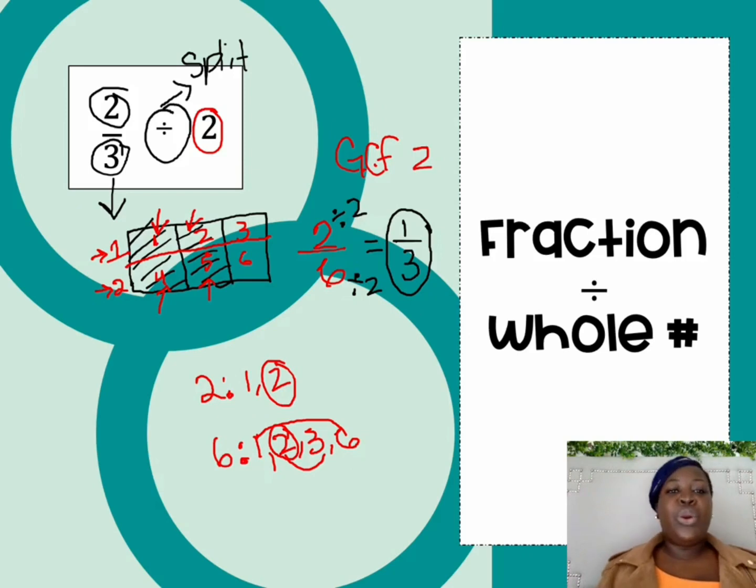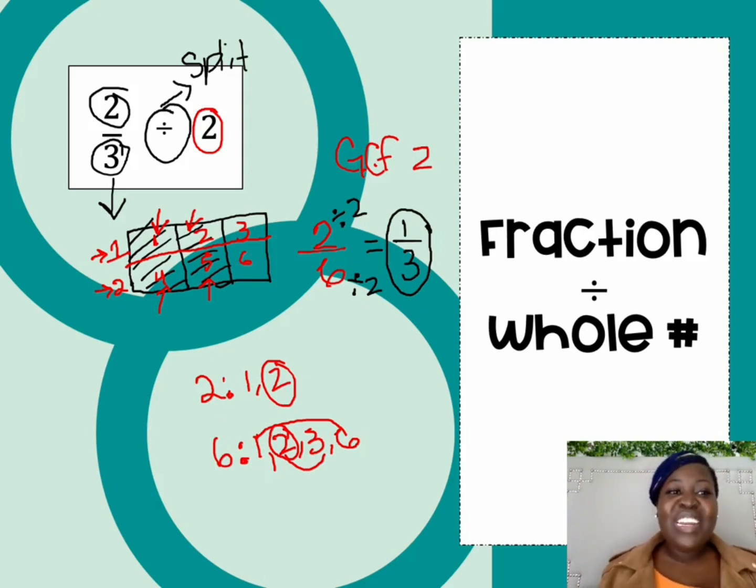And if we were to put this in a real world problem, what you're asking is you have 2/3 piece of something. It could be a piece of pizza, it could be a piece of cake, it could be slime, it could be anything.